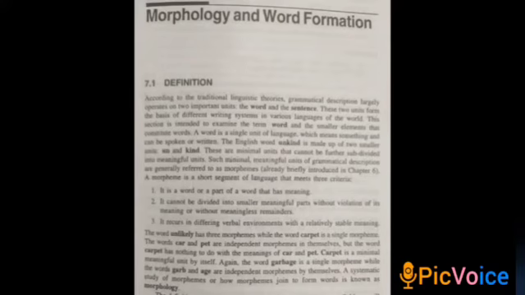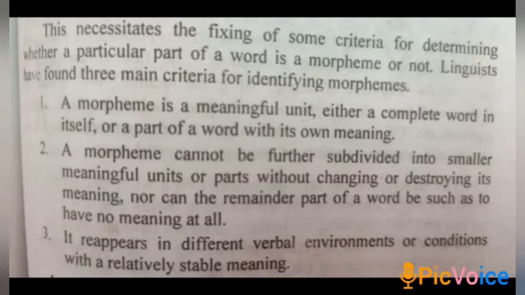The English word unkind is made up of two smaller units, un and kind. These are minimal units that cannot be further subdivided into meaningful units. Such minimal meaningful units of grammatical description are generally referred to as morphemes. In other words, morpheme is the smallest meaningful unit in grammatical system of language.